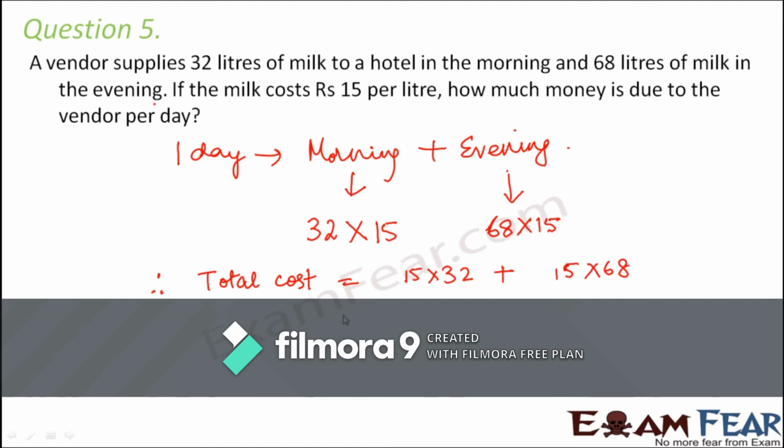Can you think of a way to simplify the calculation? Yes, by distributive law. Take 15 common, so 32 plus 68. So 32 plus 68 would be 100. So this can be written as 15 into 100. So this would be equal to rupees 1500. So this is the total money which is due per day, because in a day this is the total amount for which milk is being delivered to the hotel.